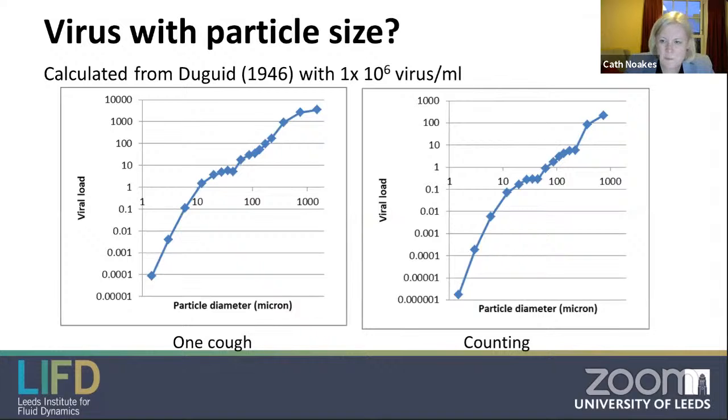So if we are able to assume, and there is an if, that the viral load carried by a particle is directly proportional to the volume of the particles, what we can do is take some of the data on what we know about droplets that are produced and say, okay, if we assume a particular viral load, in this case it's 1 × 10⁶ virus per mil, we can actually look at the viral load carried by different particle sizes. And you can see that the very big particles in theory pack a huge punch. They carry a really big viral load.